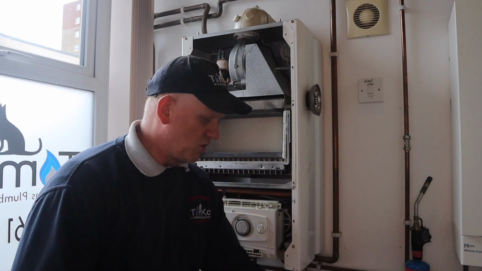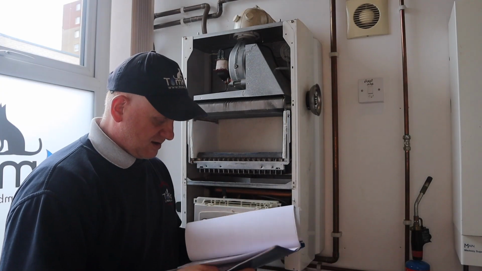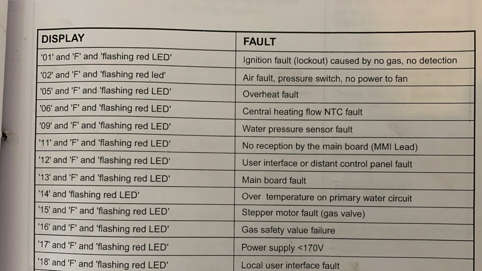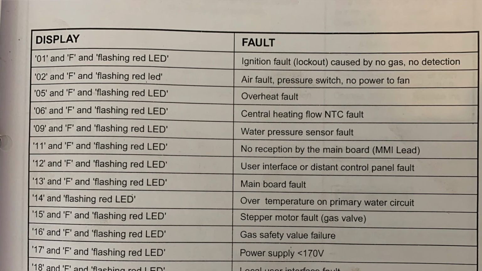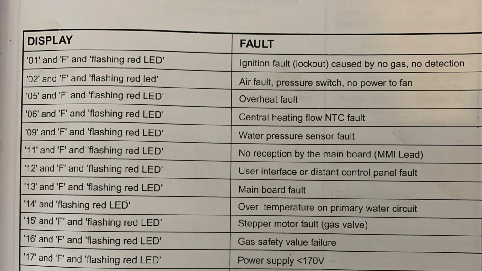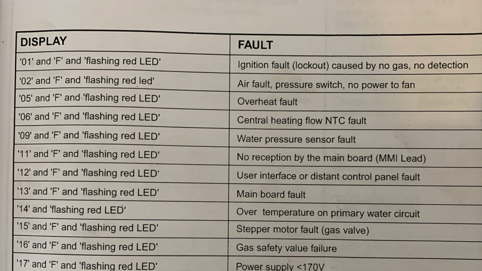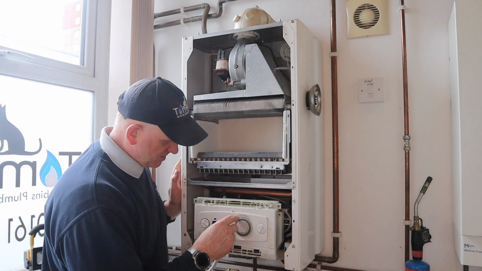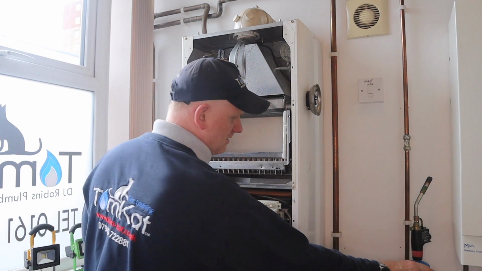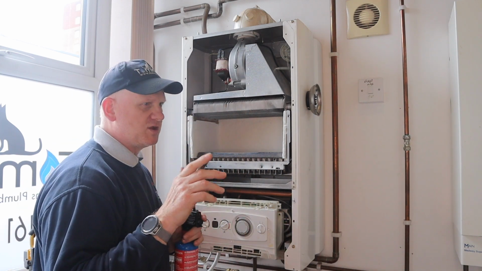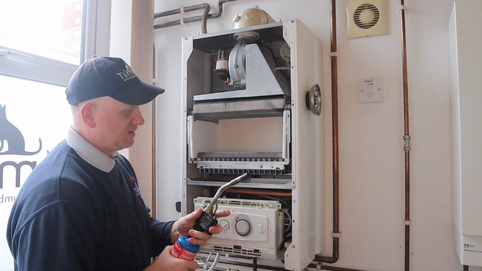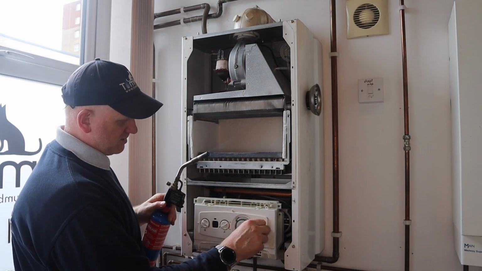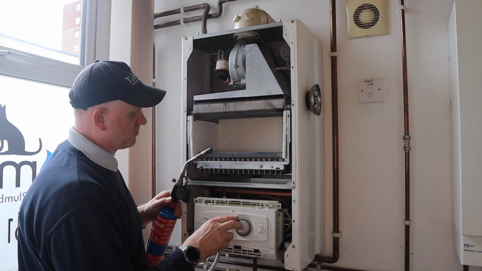Now, if we look in the book, it says F1 fault is no gas, I think. So F1, flashing red light, ignition fault lockout caused by no gas or no detection. Now then, let me just turn that off and reset it. I'm going to get the blow lamp and I'm going to show you that the gas valve is still opening. So let's just put this on a low flame. Let me turn that back on, and again it's going to go through its purge.